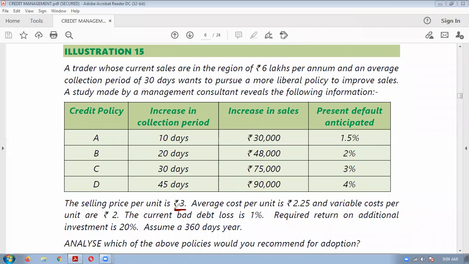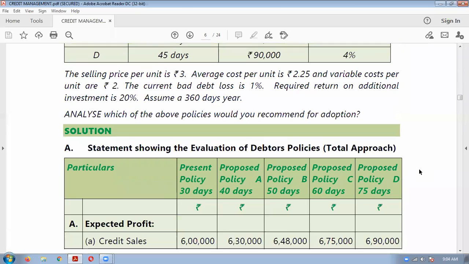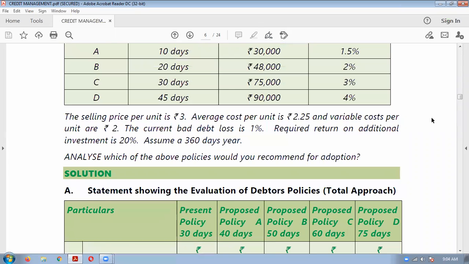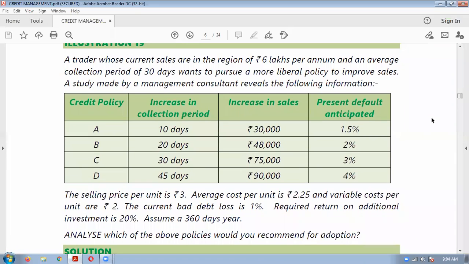Selling price per unit is 3. Average cost per unit is given 2.25, variable cost is 2. From this we can find out the fixed cost easily. Current bad debts is 1%. Required rate of return is 20%. And assume 360 days; in the question they have told us to take it as 360 days. Based on this detail, we have to suggest which policy the company has to adopt. Everybody ready? Understood this question properly? Then we can start with our calculation.